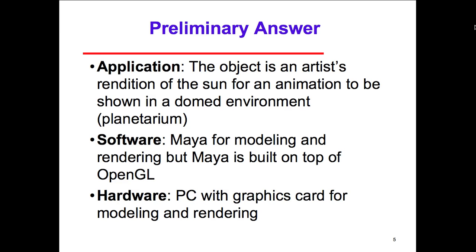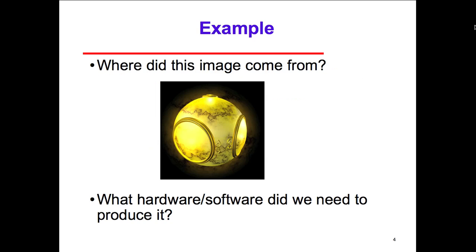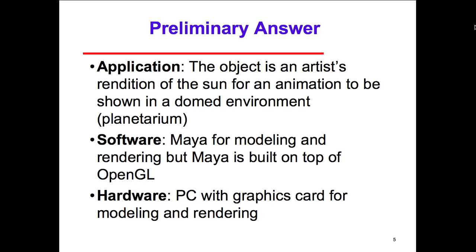Here are some preliminary answers, but there are different ways of approaching creating an image on a computer. You can use an application. As an example, the object is an artist's rendition of a sun, from an animation to be shown in a dome environment. That's a sun, I guess, on top of an orb thing. For software, we have Maya for modeling and rendering, but Maya is built on top of OpenGL. That's why I've taken the approach of showing you OpenGL. All these other packages are built on top of OpenGL, so why not learn the source? If you learn the source, you can pick up the packages that use the API a lot easier in some ways.